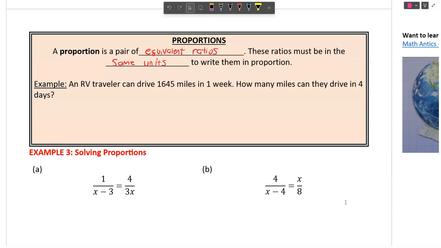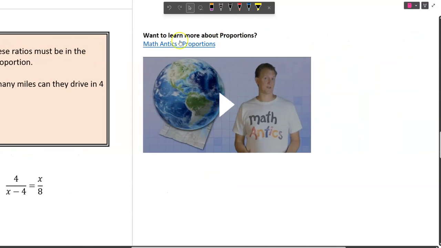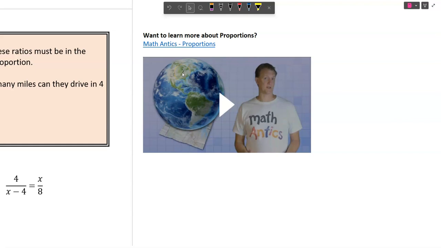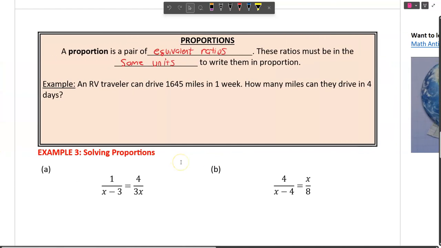Just like part one, this is going to pertain specifically to what we're going to be using proportions with in geometry. So if you would like a deeper dive into what a proportion is, I have another Math Antics video off here to the right, roughly about 10 minutes long, where he will talk specifically about proportions and go into a little bit of a deeper dive than what I'm about to do right now. But let me give you a quick overview.